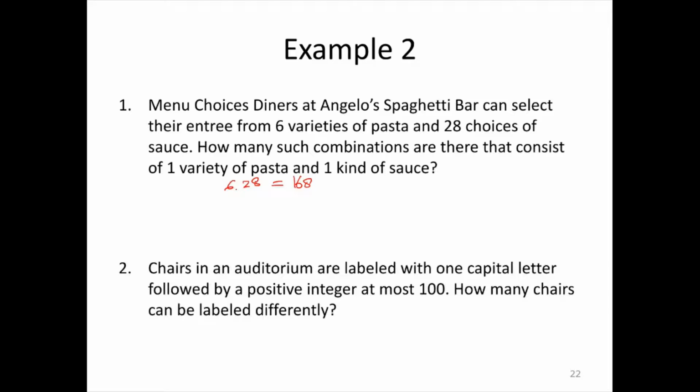Now we have chairs in an auditorium, each labeled by one capital letter followed by a positive integer at most 100. How many chairs can be labeled differently? The first part is labeled by a capital letter and the second by a positive integer at most 100. For the first we choose one from 26 capital letters, and for the second we choose from 1 up to 100, so there will be 100. Using the multiplication principle, altogether we have 2600 chairs that can be labeled differently.